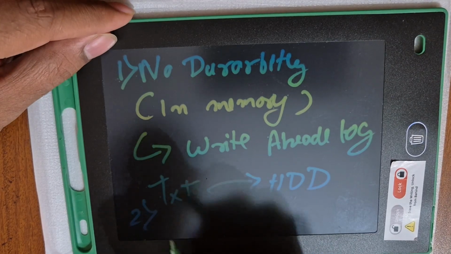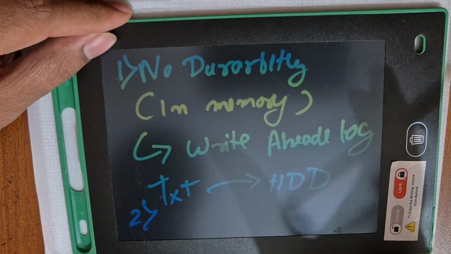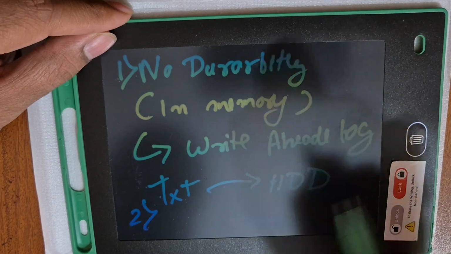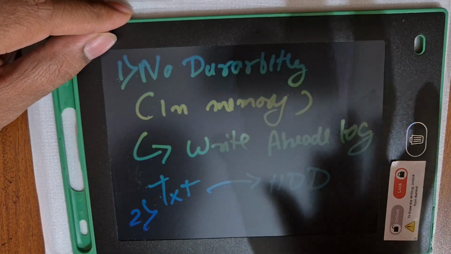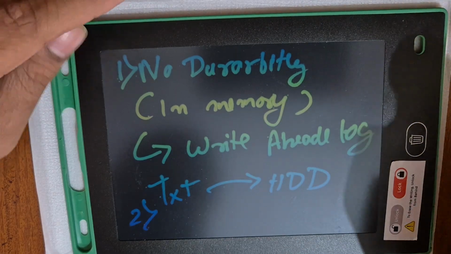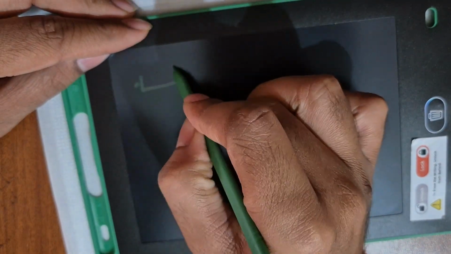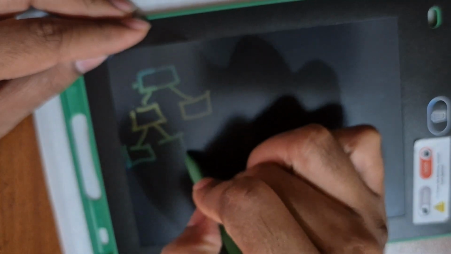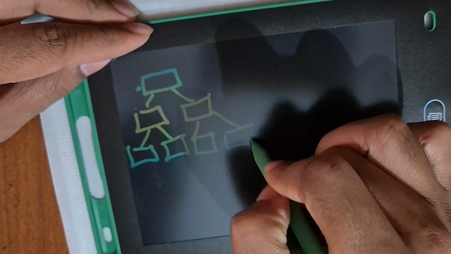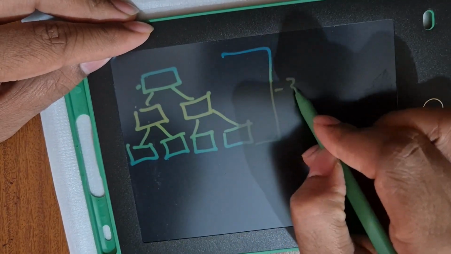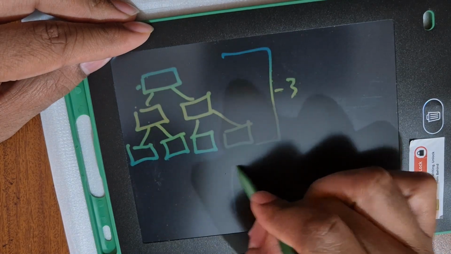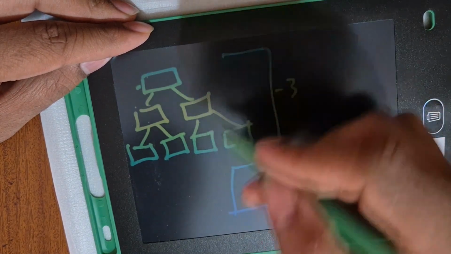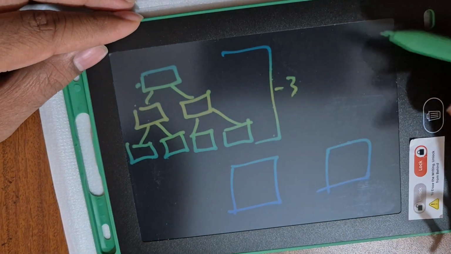And the second problem is, as it is in memory, the amount of memory inside RAM is limited, right? The space is not infinite like we have in hard disk. So how can we tackle that? There is a concept called SSTable. For example, this is your LSM tree. Let's say once the height increases more than 3, we write the whole thing in an SSTable. We dump the whole thing in the SSTable and make a new tree.